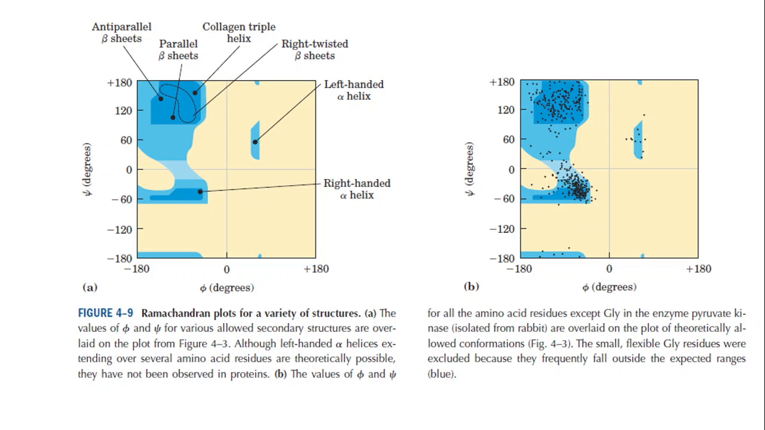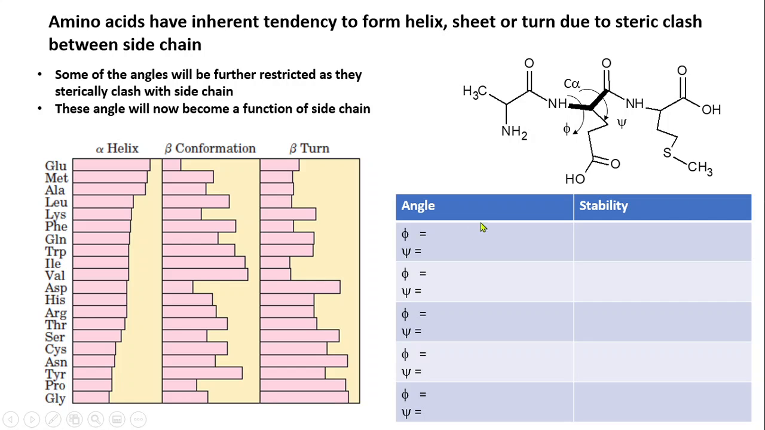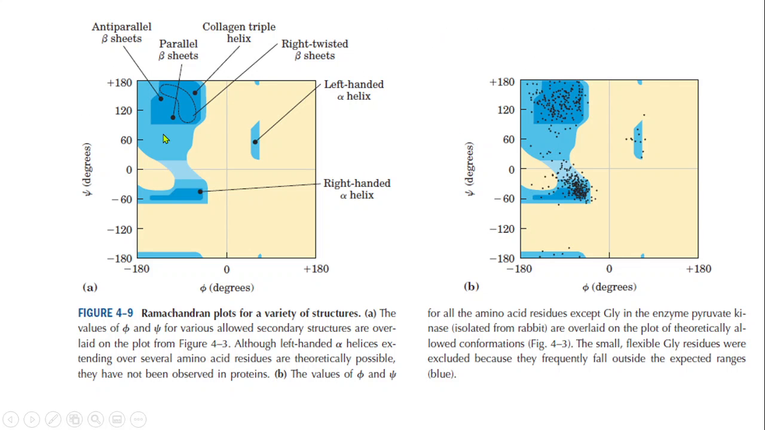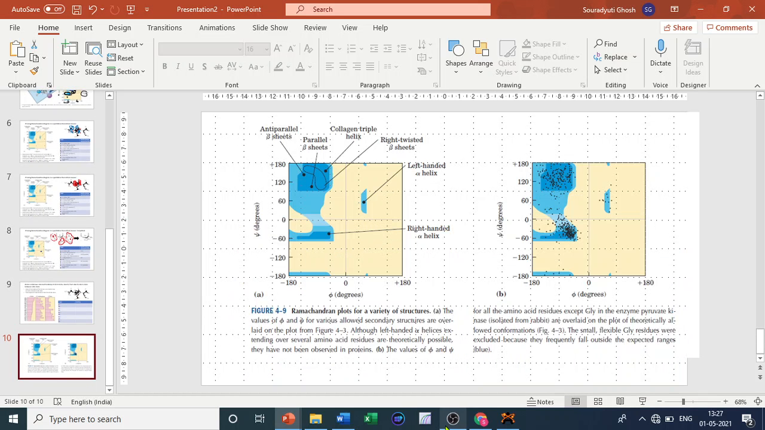Glycines do not fall into any category because glycines do not have a side chain, so they can take any conformation. So that explains the Ramachandran plot and how you can use it to predict the alpha helix, beta conformation, beta turn, as well as the tendency of what structure the amino acid would be forming. That's that. Thank you for listening.